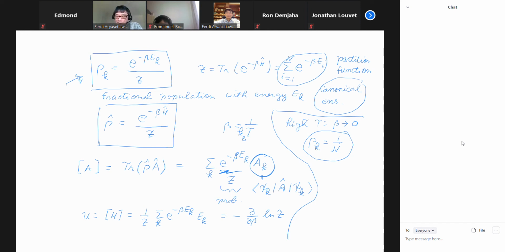And you can also see that at a very low temperature, that would correspond to beta going to infinity, then the system goes to the lowest state, the ground state, and there is only one which is occupied. So the population is 0 everywhere else except the lowest state. So low T means large beta, and only the lowest states are occupied.